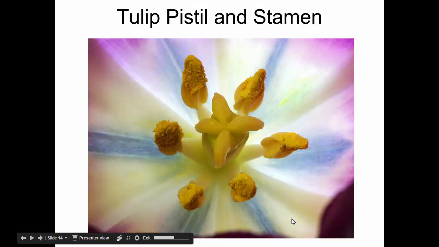So this is a tulip, close up. You can see obviously the petals. You can see the stamens around the outside. You could see the anther of the stamen. And you could see it looks sort of granular, all powdery. What is that powdery stuff there?